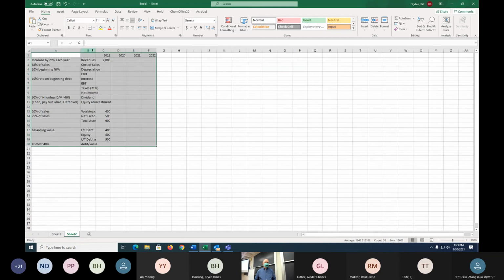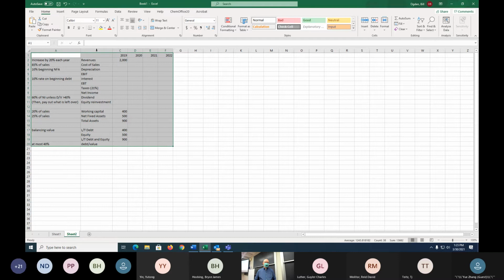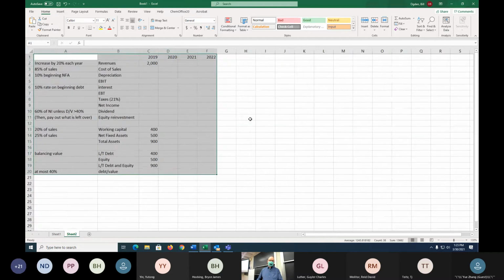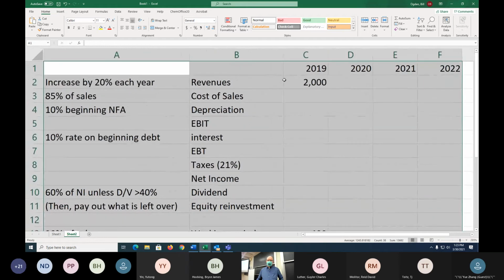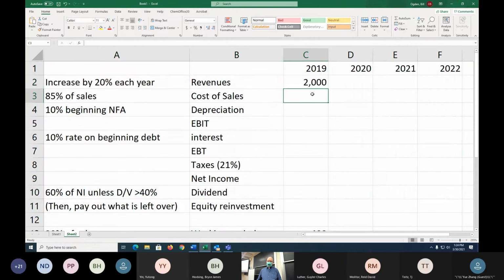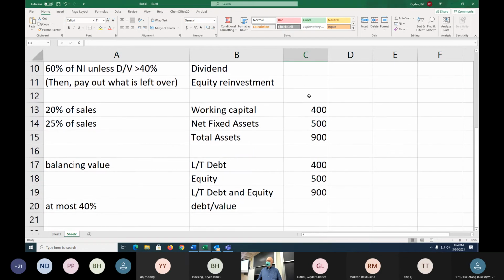And expand your A and B columns. Okay, and then I'll expand the whole thing. All right, in this example, 2019 is the last given year. Okay, so everything in 2019 is known. I don't happen to have anything in these cells because I don't need them.